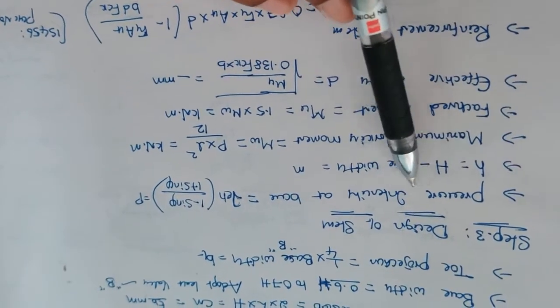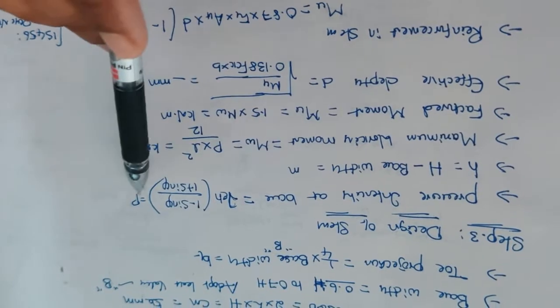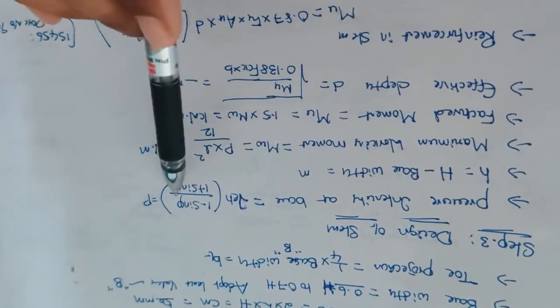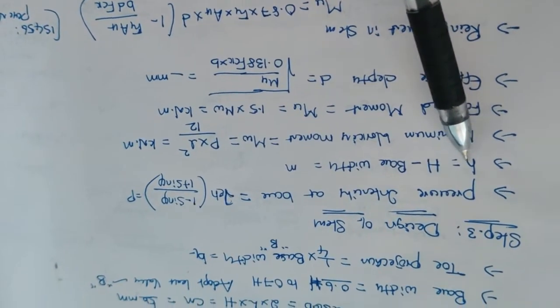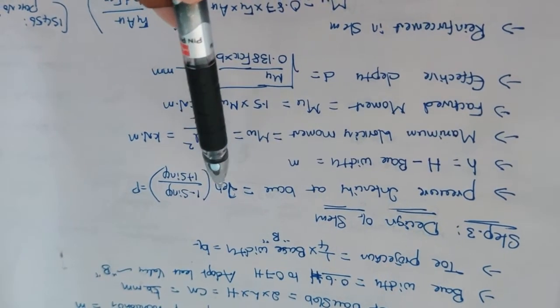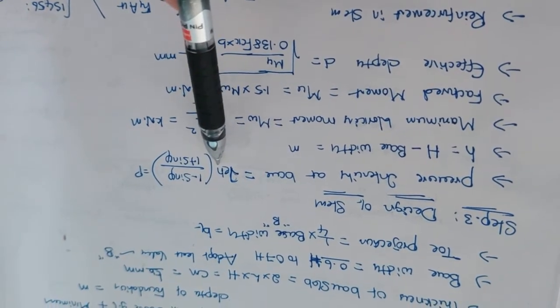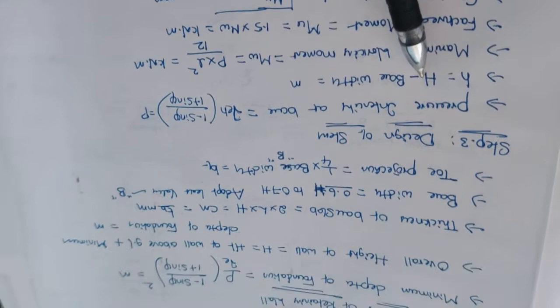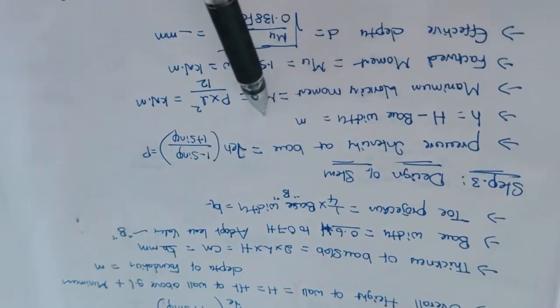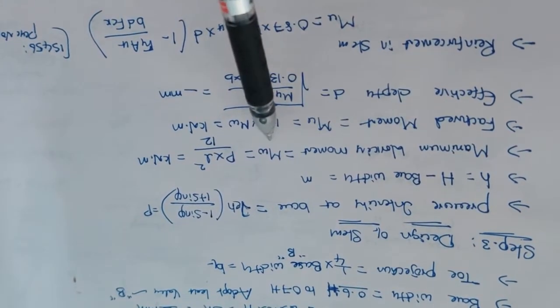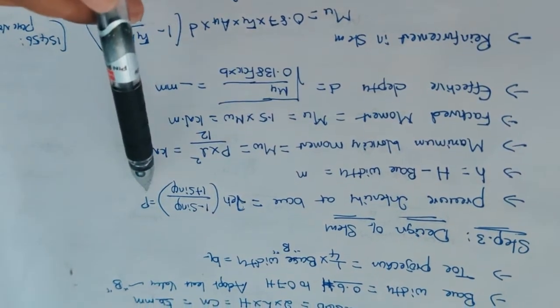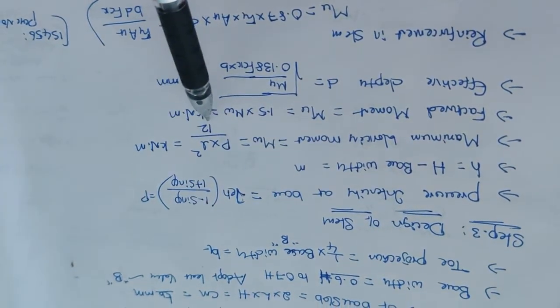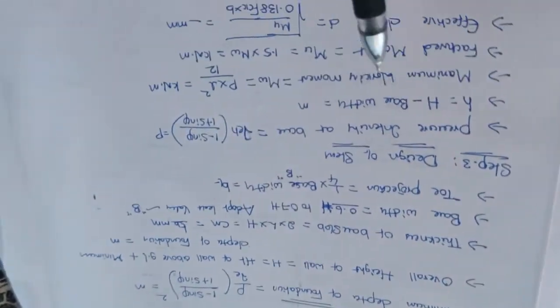First is the pressure intensity at the base, P, as per Rankine's formula, P is equal to gamma e into small h, where gamma e is the density of the soil, and small h is capital H, the overall height of the wall, minus the base width. The maximum working moment Mw is equal to P, the pressure intensity, into L square by 12. This L is the spacing of the counterforts.